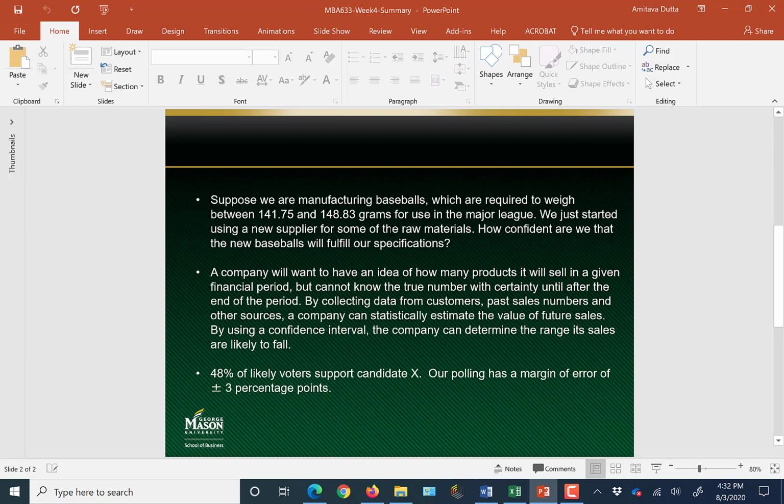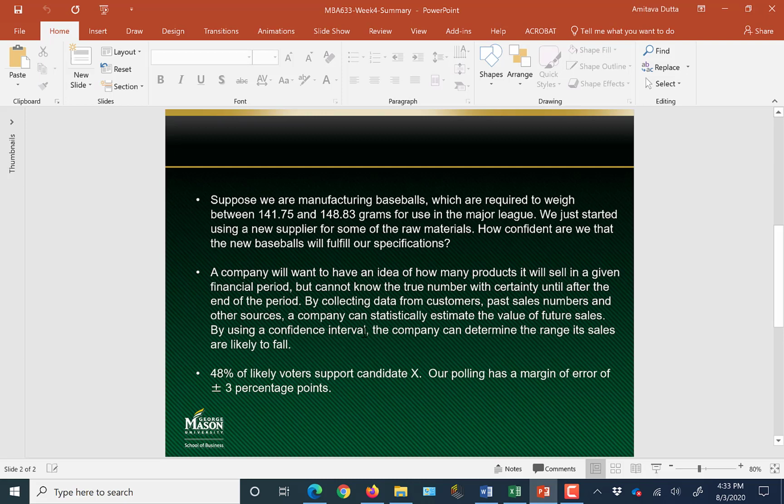And let's say we are buying these balls from a manufacturer who will supply these to us. How confident are we that the new baseballs that we are getting will fulfill our specifications? Now, technically, again, here we would need to measure each and every baseball that we acquire. That's not feasible. So we would inspect maybe 50 of them, maybe 100 of them. And based on that measurement, we will try to draw some conclusions about whether or not the population of all the baseballs as a whole, the ones that we are getting, meet those specifications. So this is an example of an inferencing situation where we are trying to estimate the average weight of these baseballs within a certain range.